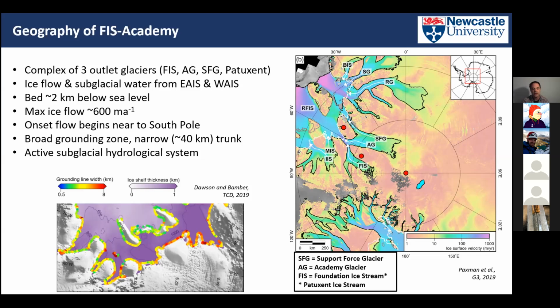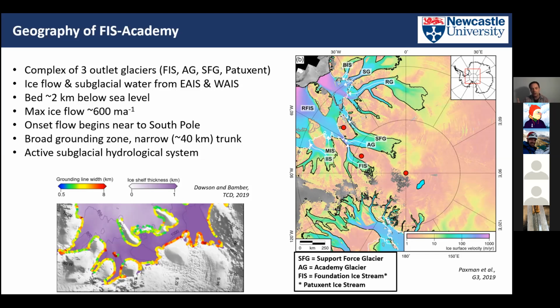Now, Foundation Academy is interesting as well, because the trunk is quite narrow. It's about 40 kilometers wide. It's got a relatively fast flow, but not up to the speeds of maybe a Pine Island type situation, somewhere around 600 meters per year maximum speed. But the actual bed of the glacier rests about 2 kilometers below sea level. So it's a very, very deep trough that the outlet of Foundation and Academy flow through.